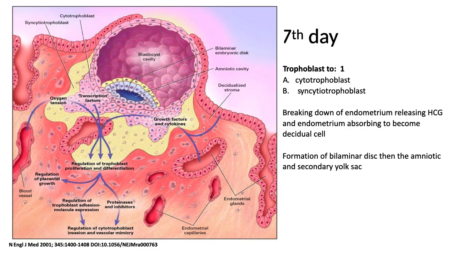You can see the large empty blastocele, which will soon be lined and form the yolk sac. Okay, so here you can see that is the trophoblast, that is cytotrophoblast, that is syncytiotrophoblast, and you can see that is the epiblast, the hypoblast.